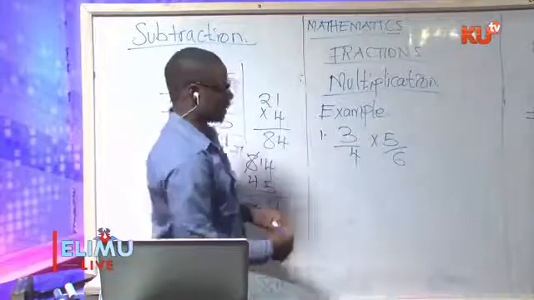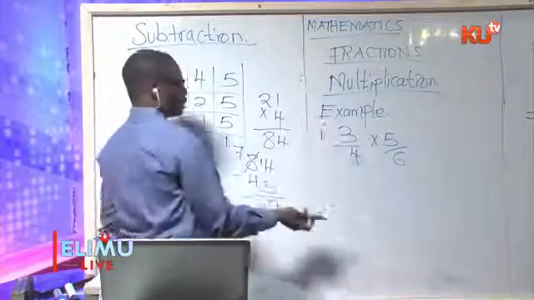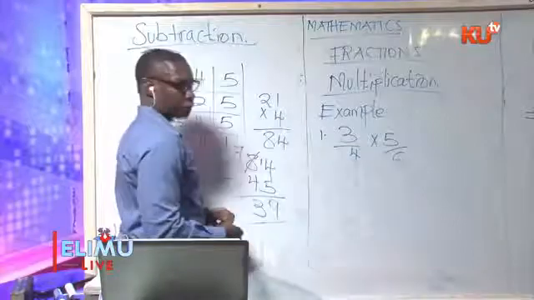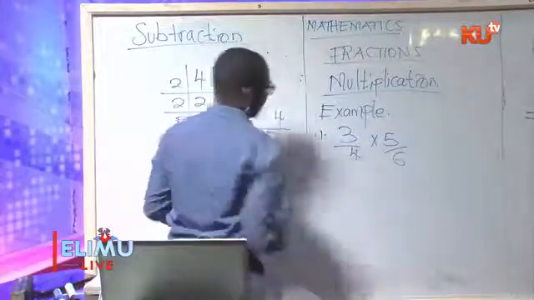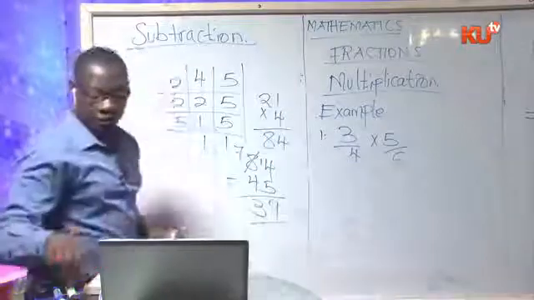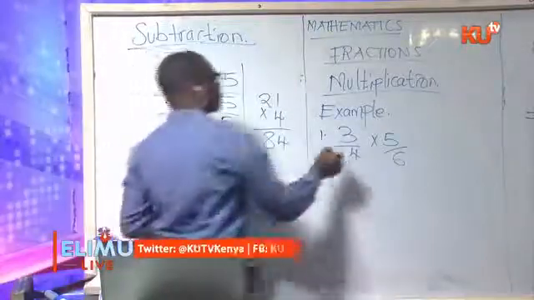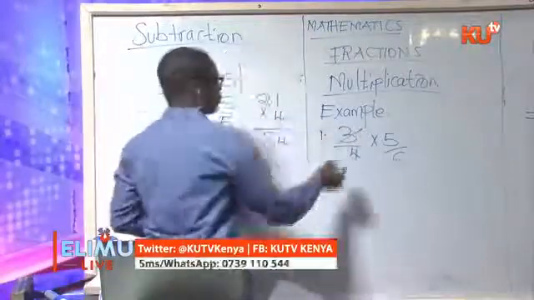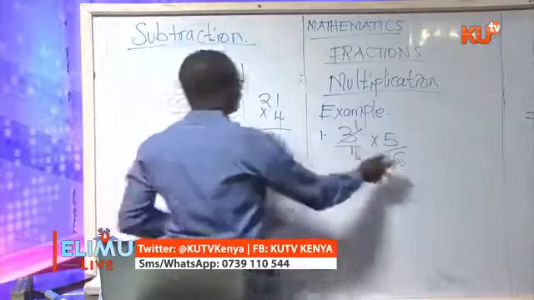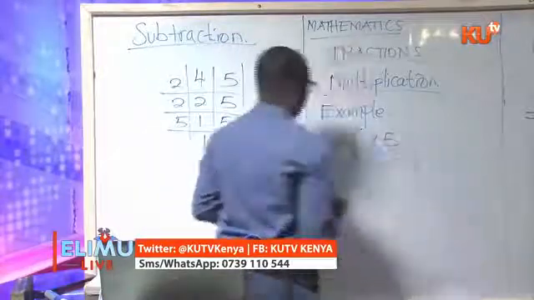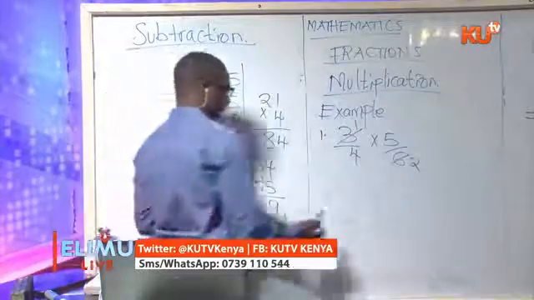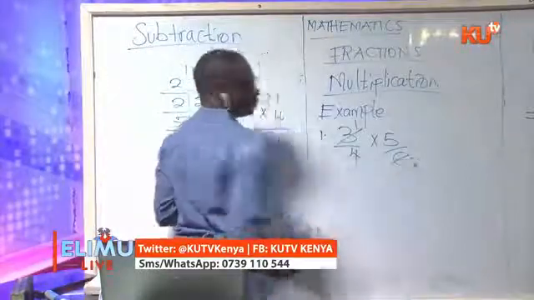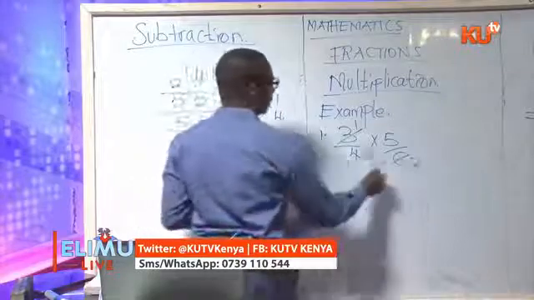we can simplify. 3 and 4 is not possible. 5 and 6 is not possible. 5 and 4 is not possible. 3 and 6 is possible. So we simplify 3 over 6. 3 divides 3 once, and 3 divides 6 twice. There is no other fraction that we can simplify. You don't simplify numerator with numerator or denominator with denominator.